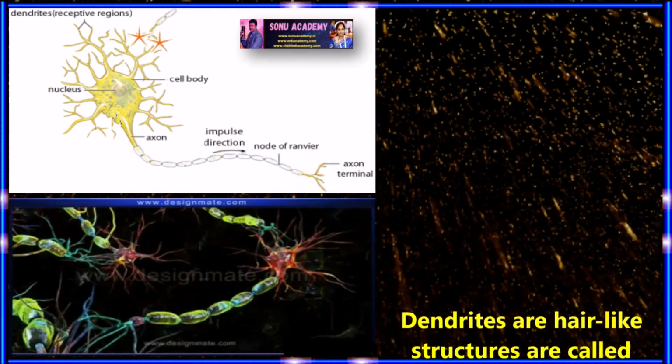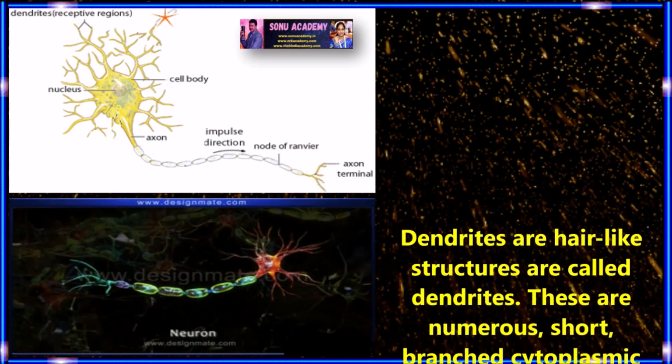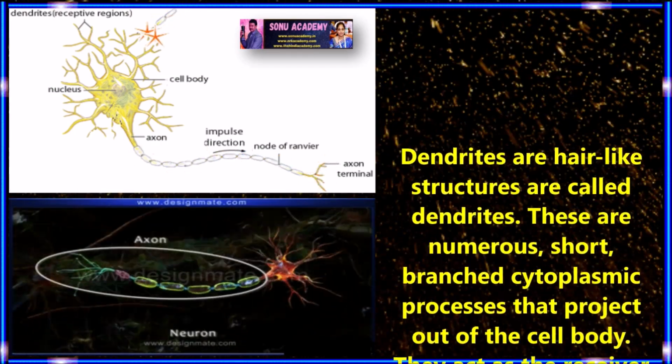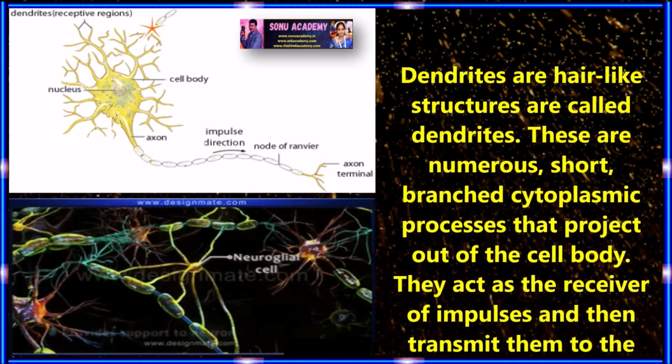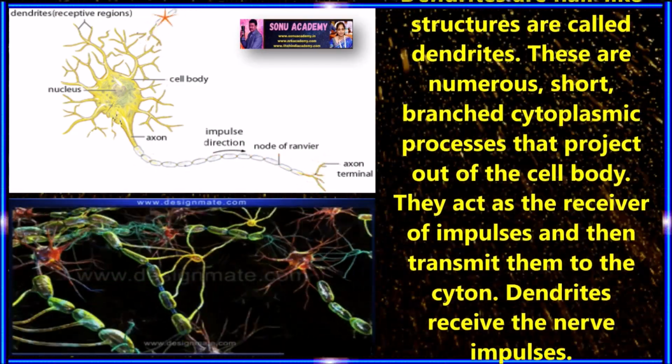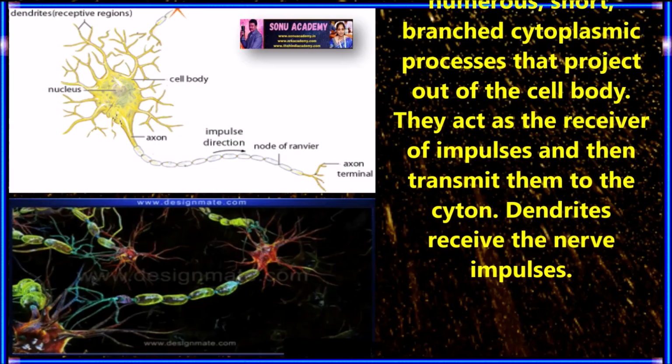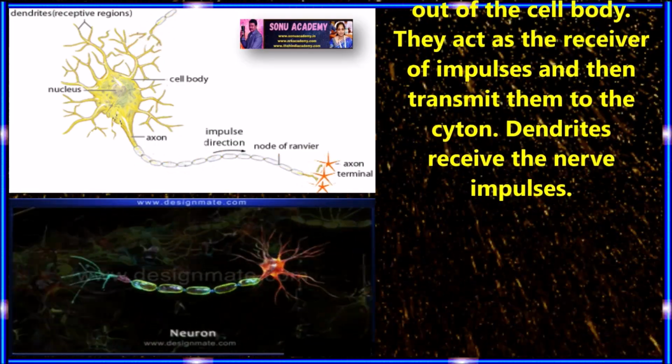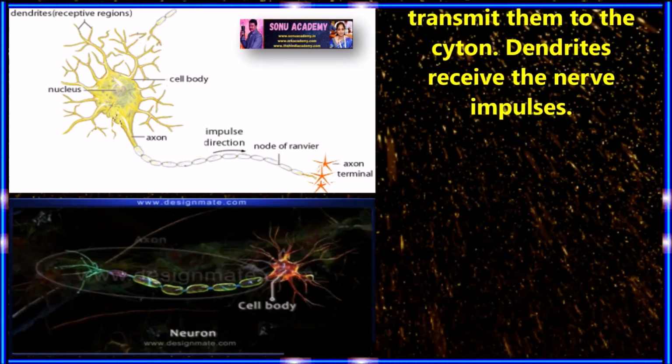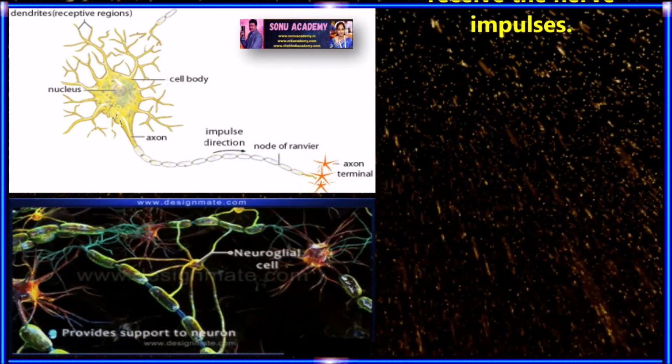Children, let us discuss dendrites. These hair-like structures are called dendrites. These are numerous short, branched cytoplasmic processes that protrude out of the cell body. They act as receivers of impulses and then transmit them to the cyton. Dendrites receive the nerve impulses.